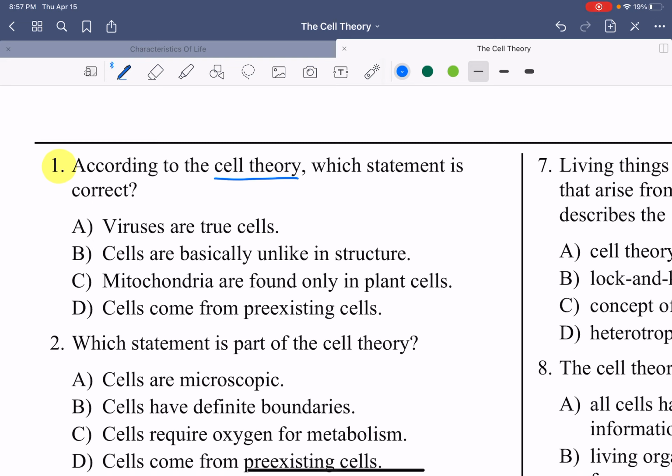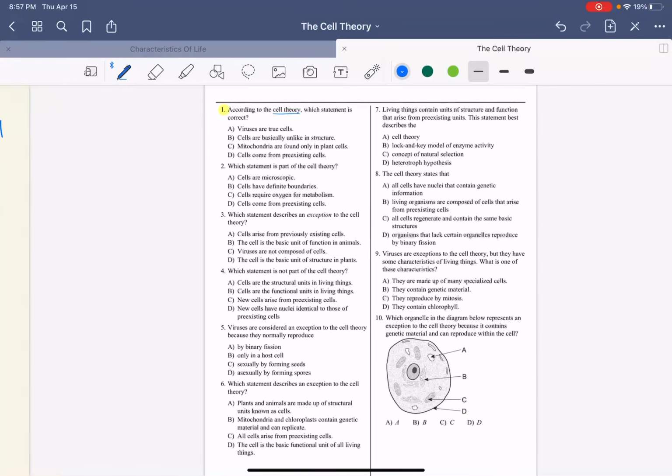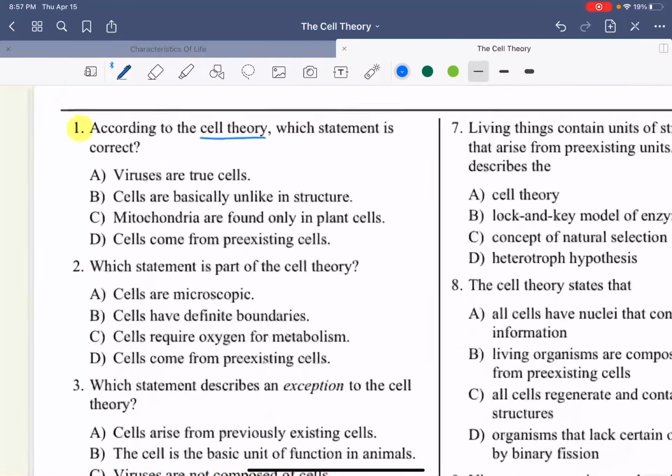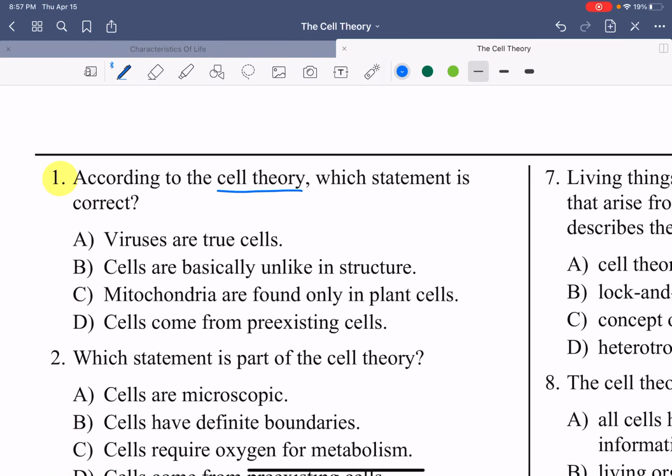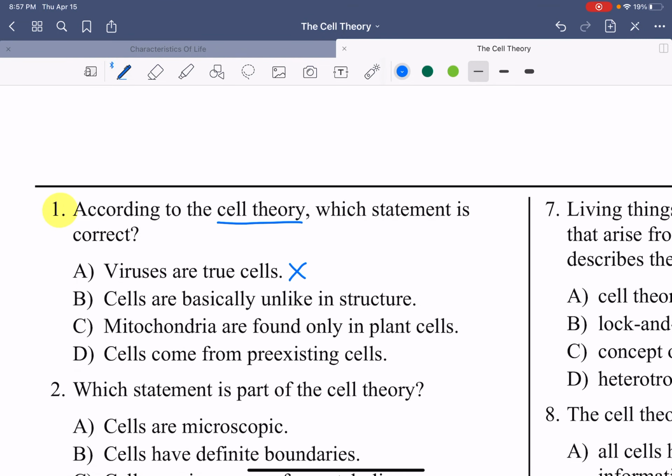Okay, let's read the question carefully though, because they don't bold or underline or highlight anything. It is what it is. What you see here is what you're going to get. So you have to read the question very, very carefully. According to the cell theory, which statement is correct? Viruses are true cells? No. We're going to talk about viruses in a second, but that is not true. Viruses are not true cells. If anything, it's quite the opposite. So this is not the answer.